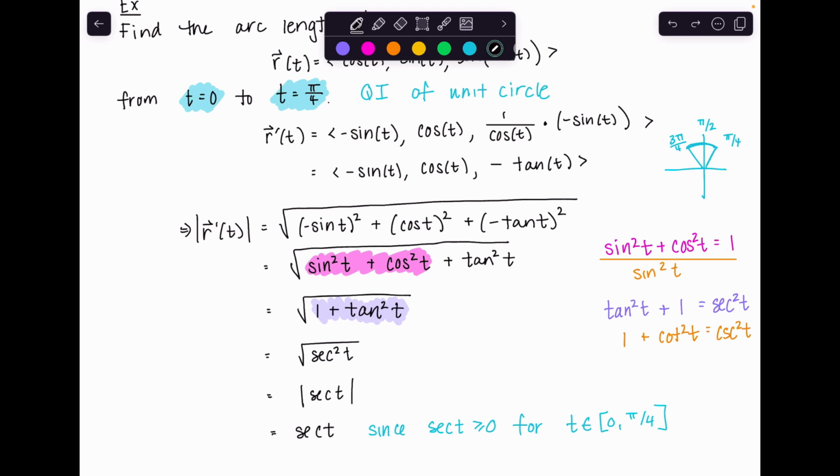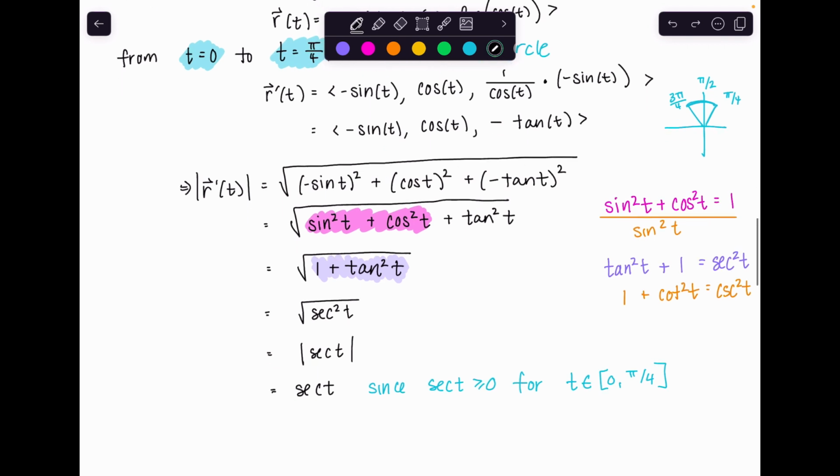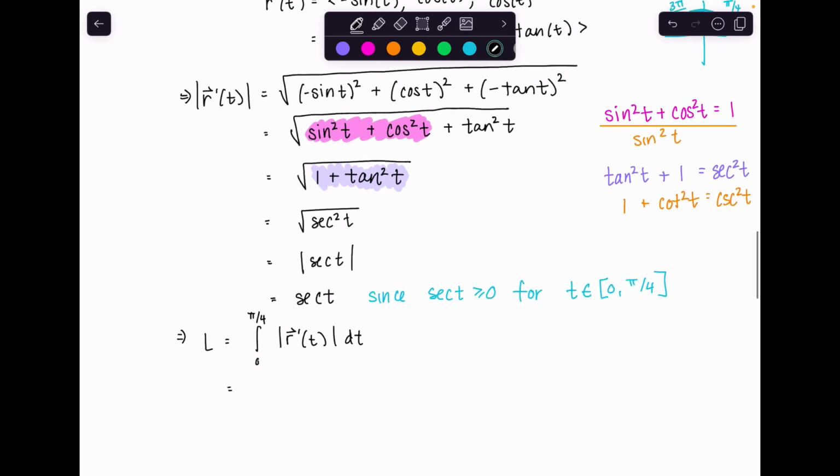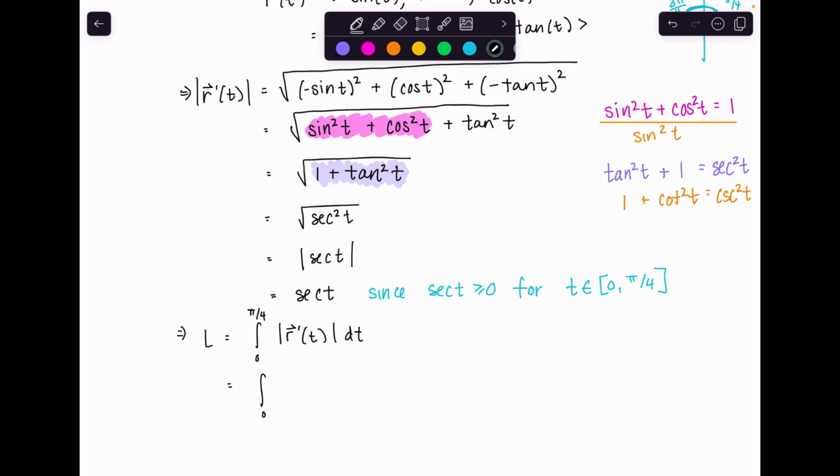So we are all set now. We have the inside of our integral. I can go ahead and actually find this arc length. So finally, the length of our curve is the integral from 0 to pi over 4 of the magnitude of the vector r prime of t. And we just figured out what that simplifies to, so we're going to integrate from 0 to pi over 4 of secant of t dt.